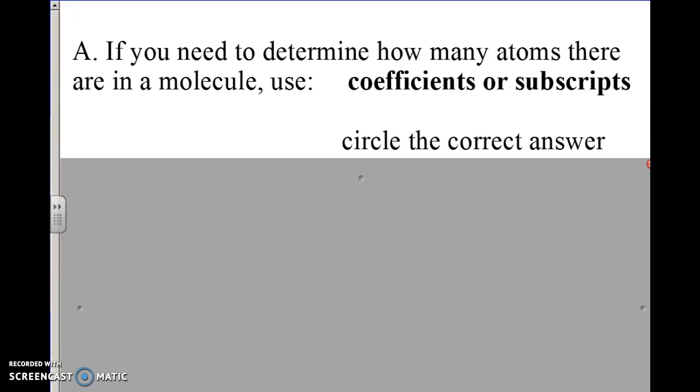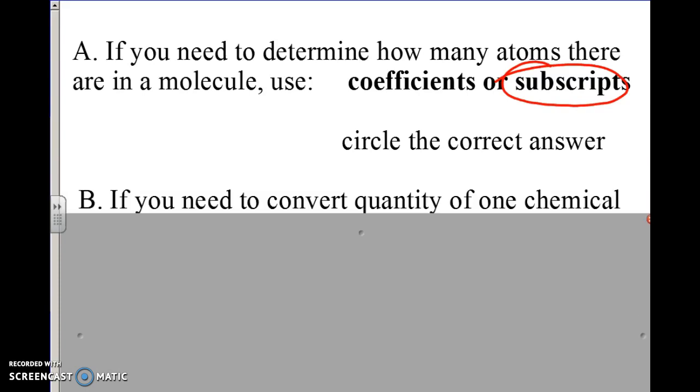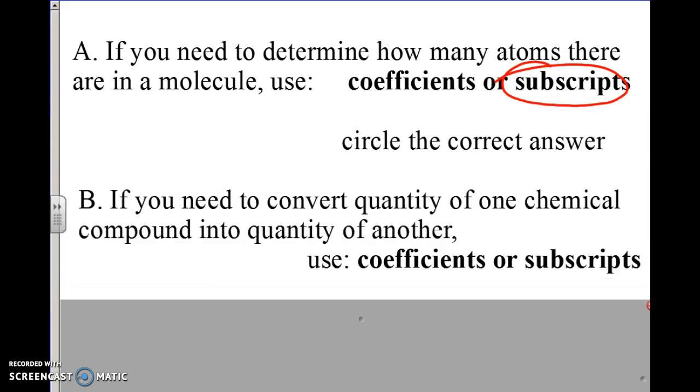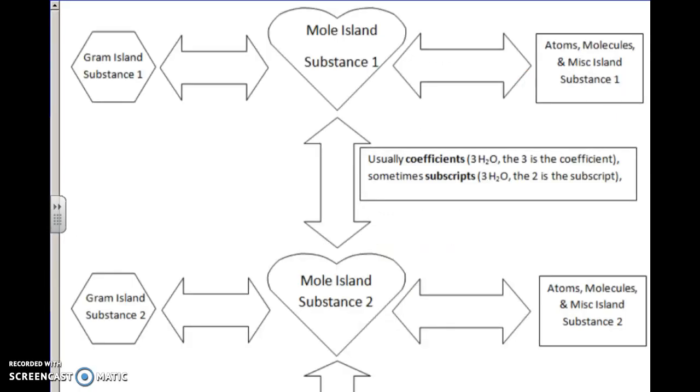If you need to determine how many atoms there are in a molecule, you would use subscripts. If you need to convert the quantity of one chemical compound into the quantity of another chemical compound, you would use coefficients. Again, this is where we're going to play today. And we're going to use coefficients and subscripts, both with infinite sig figs.